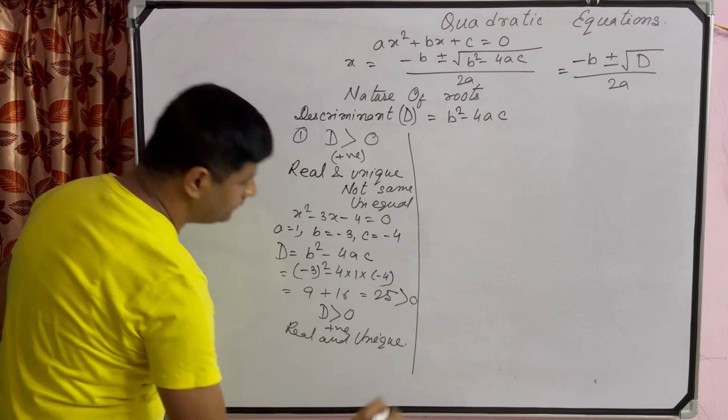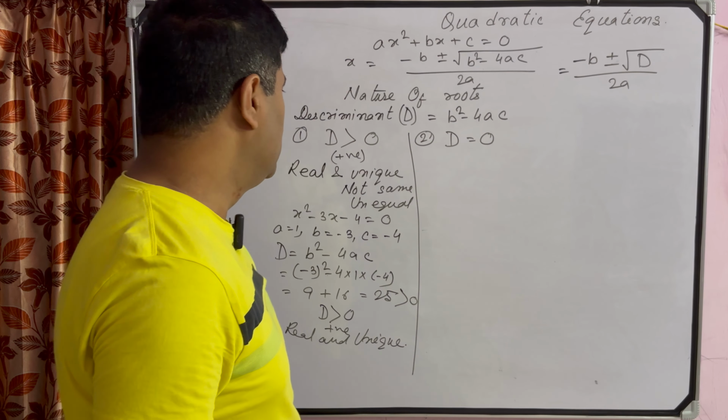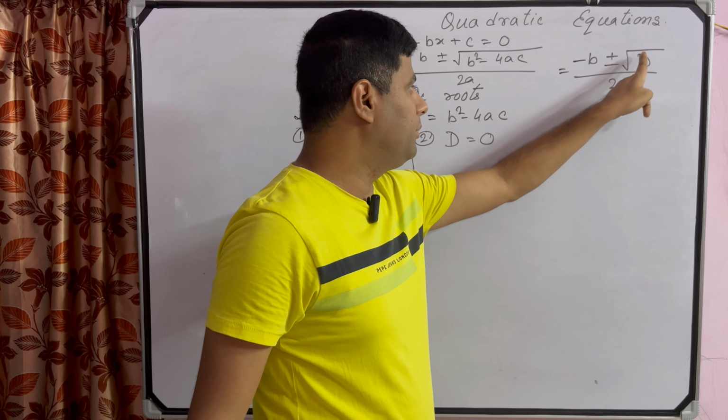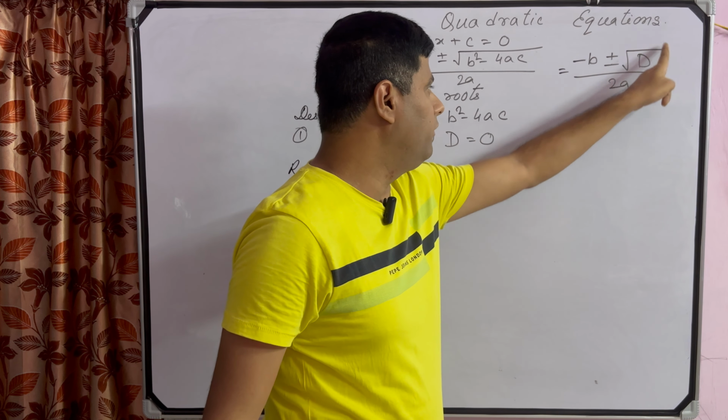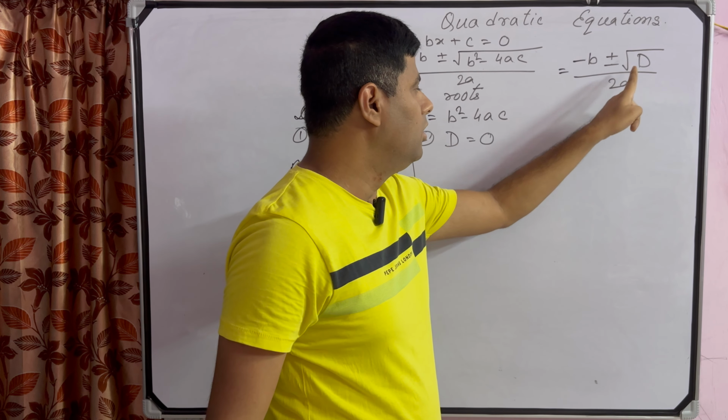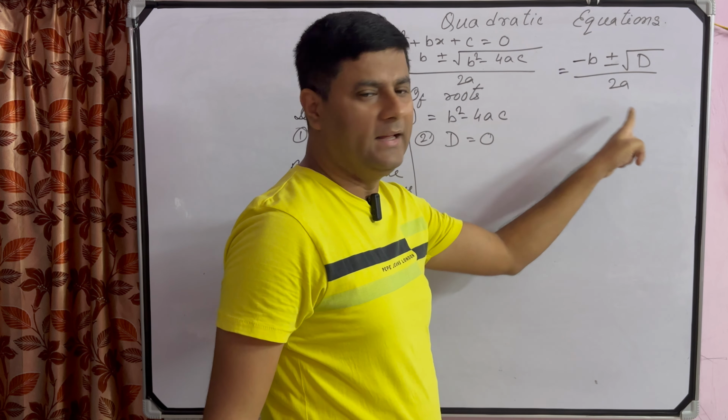Now the other scenario, you can take it down like case 2: D is equal to 0. What will happen? Suppose D is 0, then this whole value will become 0. So there is no problem with the real values.